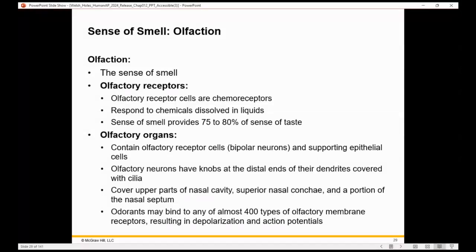Let's talk about olfaction. This is the sense of smell. Olfactory receptors are olfactory receptor cells that are chemoreceptors, and they respond to chemicals dissolved in liquids. The sense of smell provides 75 to 80% of the sense of taste. Olfactory organs contain olfactory receptor cells, which are bipolar neurons, and supporting epithelial cells. Olfactory neurons have knobs at the distal ends of their dendrites covered with cilia. They cover upper parts of the nasal cavity, superior nasal concha, and a portion of the nasal septum. Odorants may bind to any of almost 400 types of olfactory membrane receptors, resulting in depolarization and action potentials.